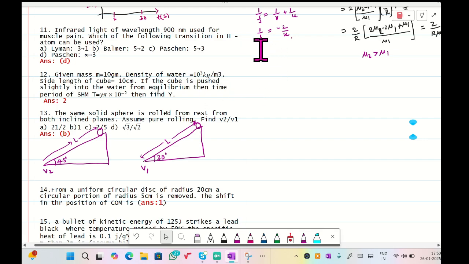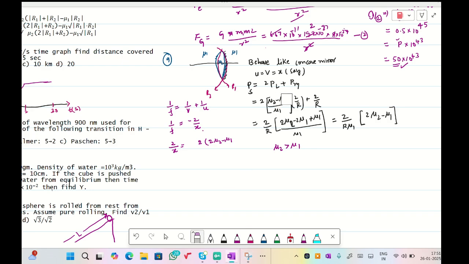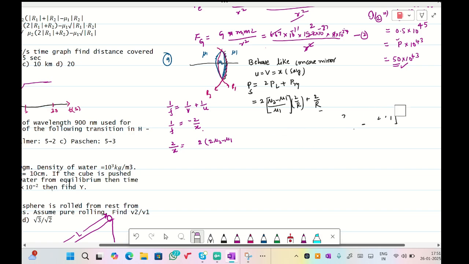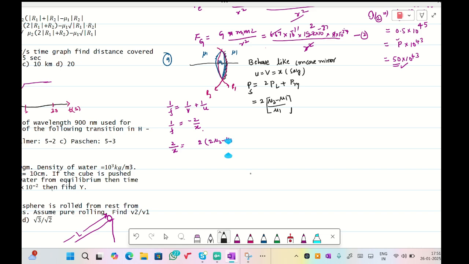Therefore 2 by x is equal to 2 into 2 mu2 minus mu1. And here, sorry, my explanation is extremely sorry for the inconvenience. Here R1, R2 are not given as equal, right? So when they are given equal, then 2 by R will come. So this is mu2 minus mu1 by mu1 into 1 by R1 plus 1 by R2. Actually, in the lens maker formula, 1 by R1 minus 1 by R2 will be there after sign convention.